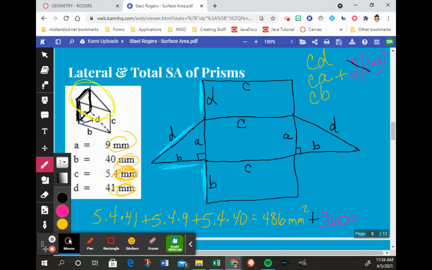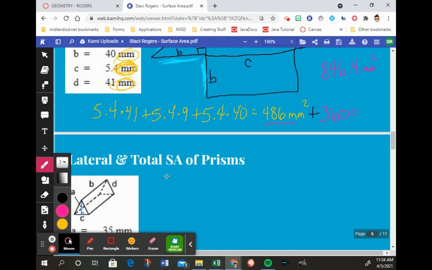And I get, let's see, the first one was 486, plus 360. 846.4. 846.4 square millimeters. Okay? So let's try another one. Seems like I'm going slow.